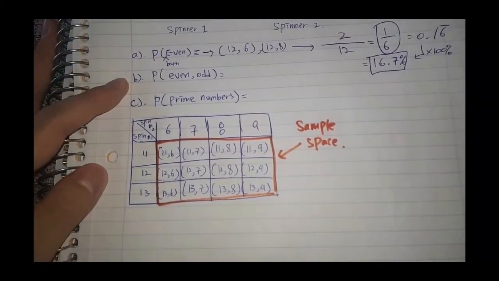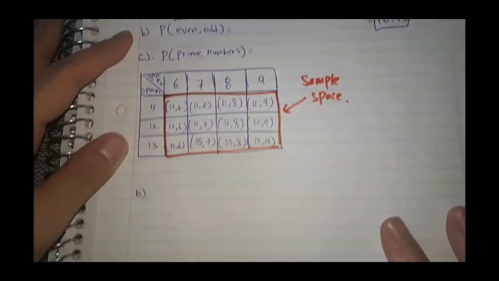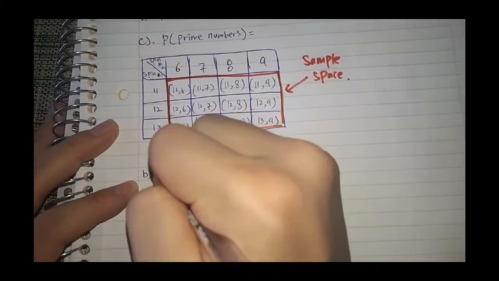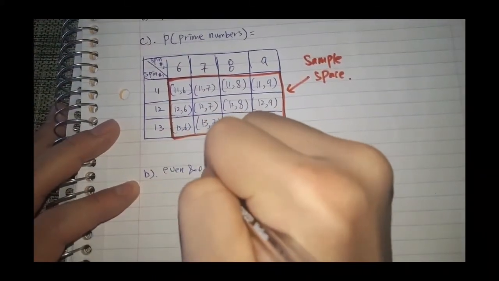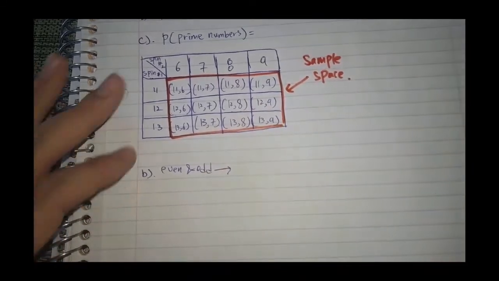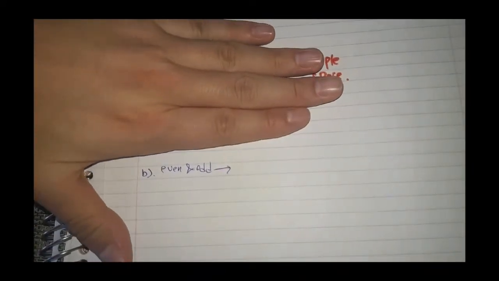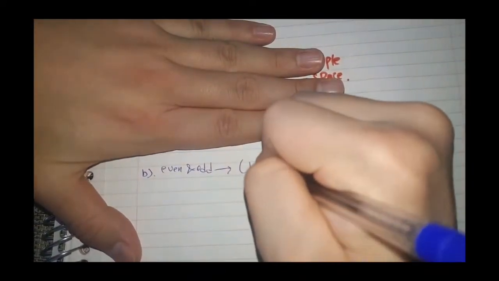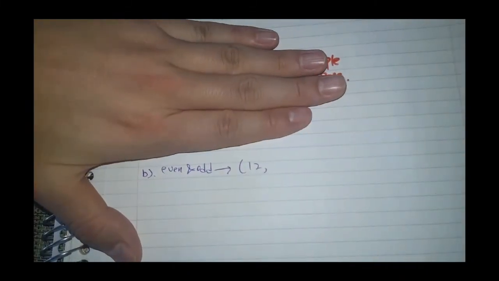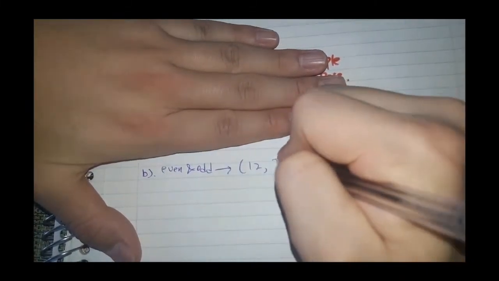Let's do another one, B. I'm just gonna do the B work over here. P even and odd situation. Imagine again without having this assistant. Let's predict. Even number for the first one, we know that's 12. Odd number, what's my possibility?